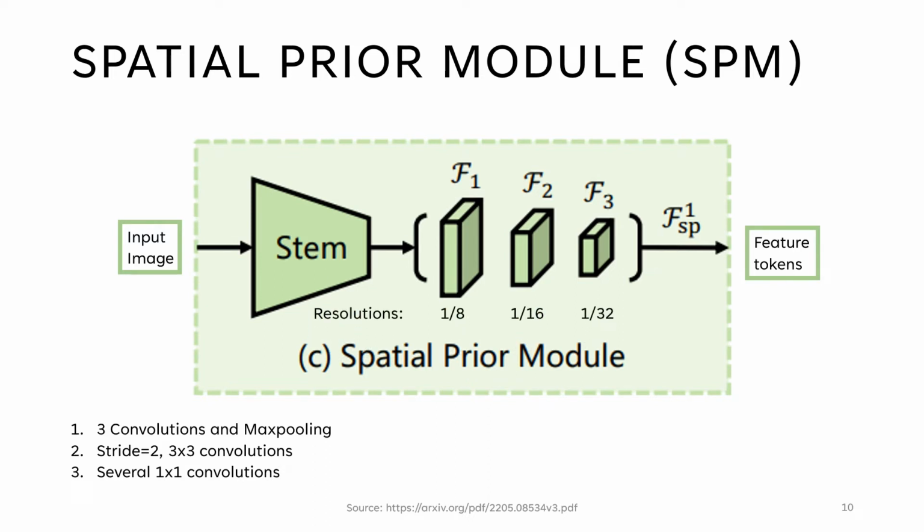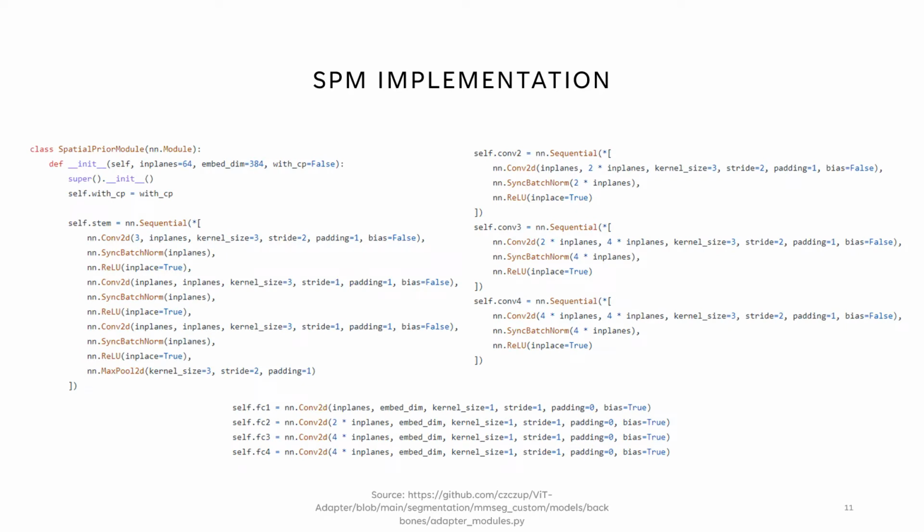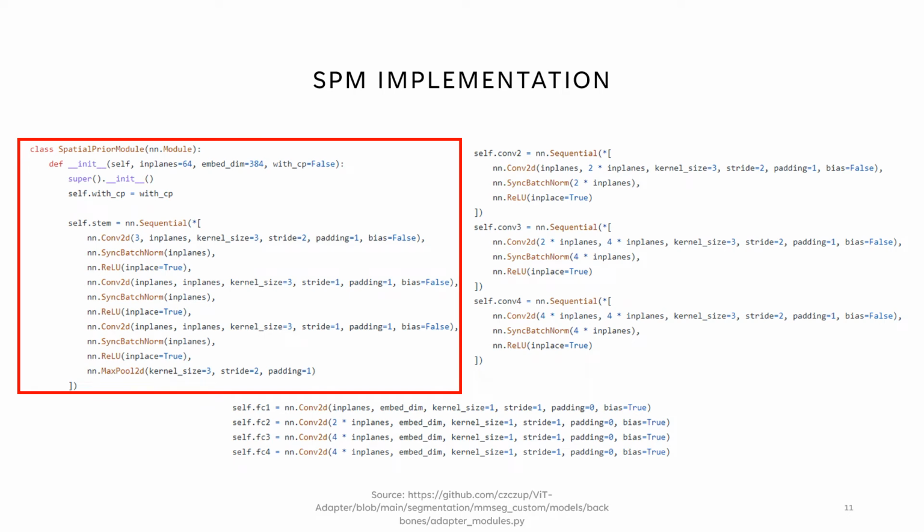The result is a feature pyramid which contains D dimension feature maps with resolutions of 1/8, 1/16, and 1/32 of the original image. These feature maps are then flattened and concatenated into feature tokens as the input for feature interactions. Here is the class created to implement the spatial prior module.